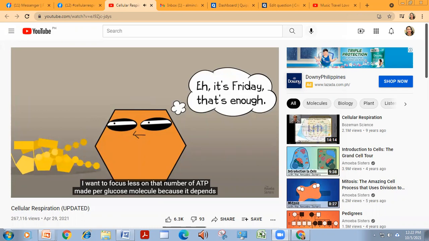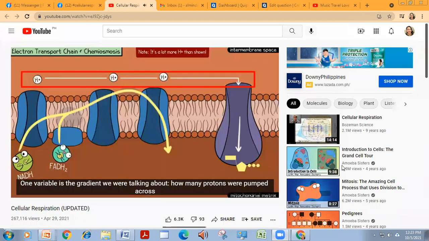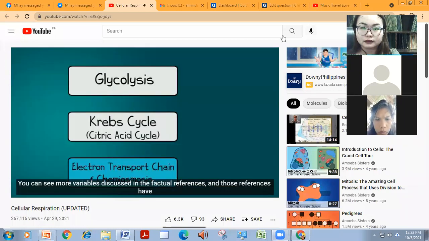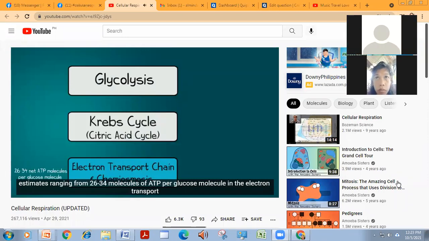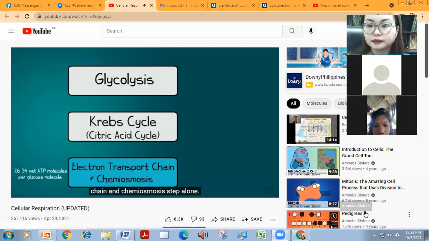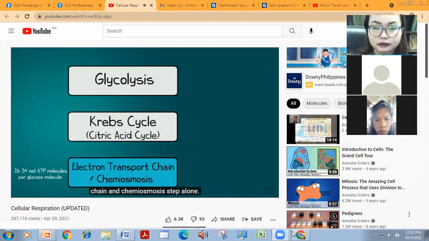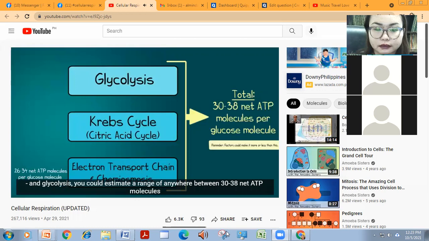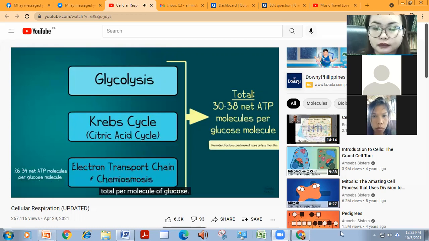One variable is the gradient we were talking about. How many protons were pumped across the mitochondrial membrane? You can see more variables discussed in the factual references, and those references have estimates ranging from 26 to 34 molecules of ATP per glucose molecule in the electron transport chain and chemiosmosis step alone. Then, if you add the other 2 steps, Krebs, otherwise known as the citric acid cycle, and glycolysis, you can estimate a range of anywhere between 30 to 38 net ATP molecules total per molecule of glucose. Again, to emphasize a range.